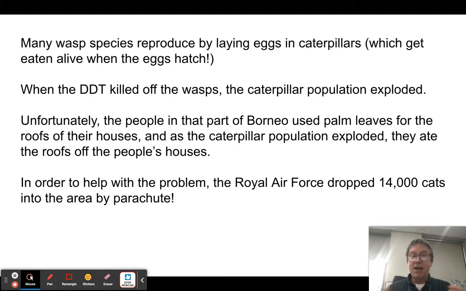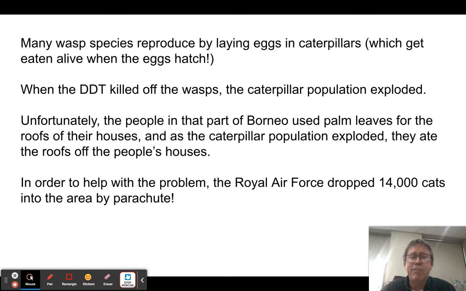So the caterpillars hatch and like, man, cool, no wasps. And they just start eating, right? Well, what do they eat? Well, they eat leaves, right? What do the people in Sarawak, Borneo make the roofs of their houses out of? Leaves. And so basically now they don't have houses anymore. There's this explosion of caterpillars.